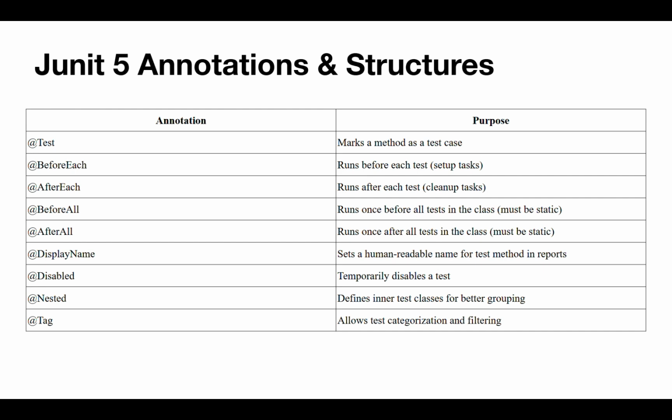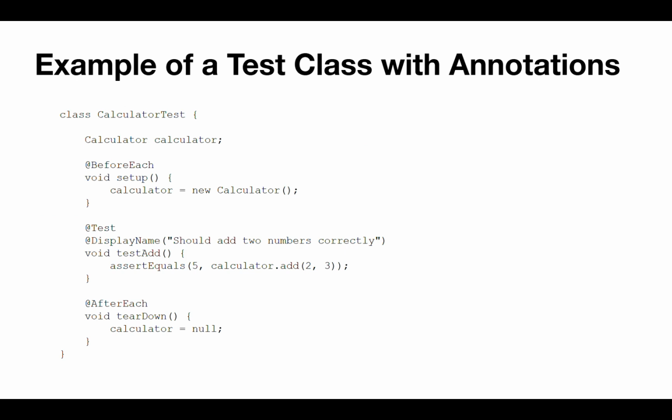Now, JUnit 5 annotations. These are annotations you can use in code, such as @Test. It marks the method as a test case. @BeforeEach runs before each test, and sets up tasks. @AfterEach runs after each test, and it cleans up. With these methods, it helps make our code cleaner, more precise, and more reliable, and it allows us and other readers to understand our code.